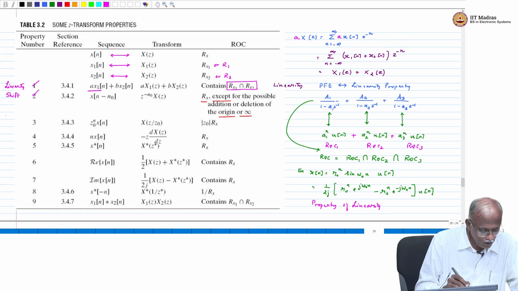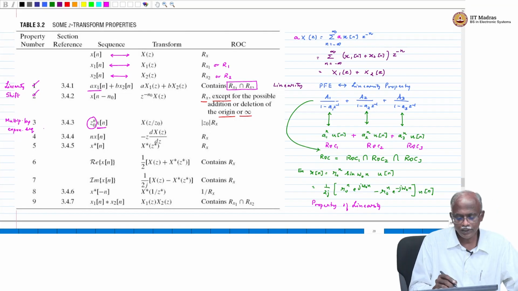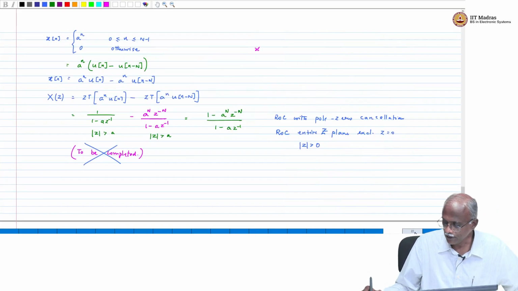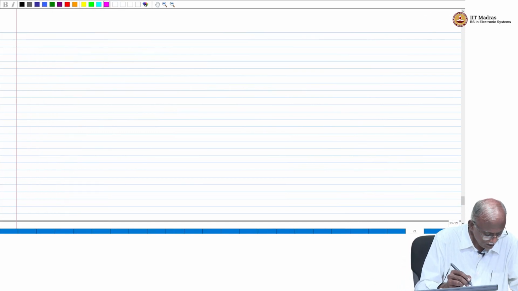The next one is called multiplication by an exponential sequence. You have x of n that is being multiplied by z0 power n. That is the exponential sequence. Okay, so let us see what are the implications and how does this give us some new insights.